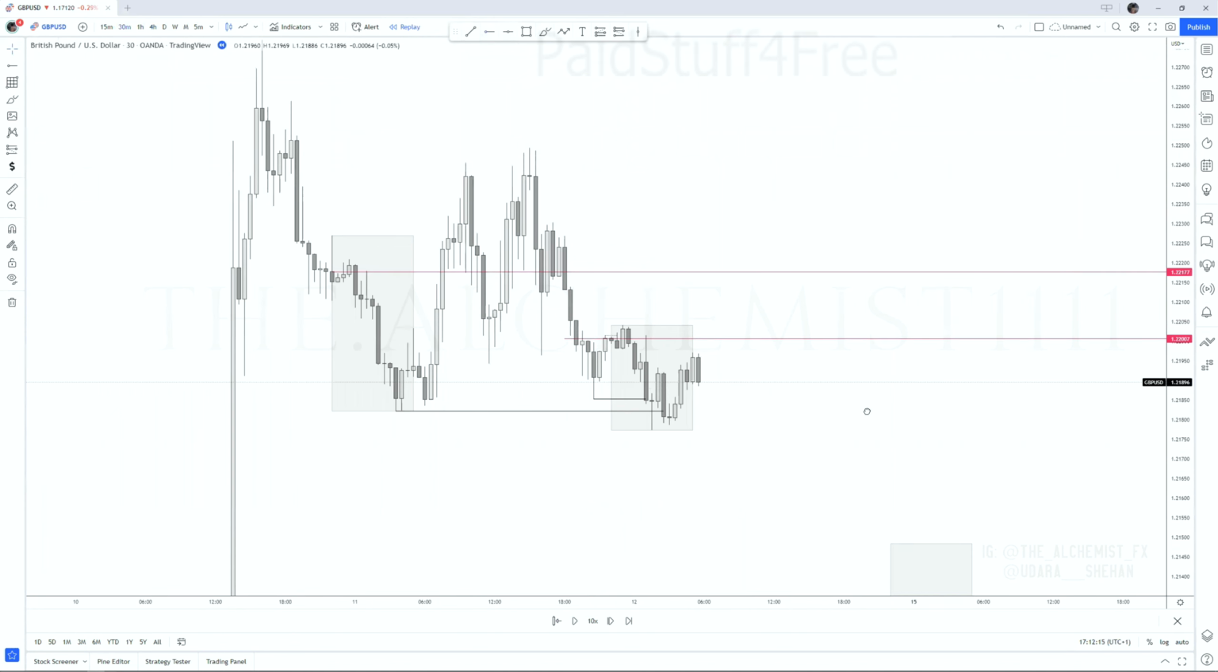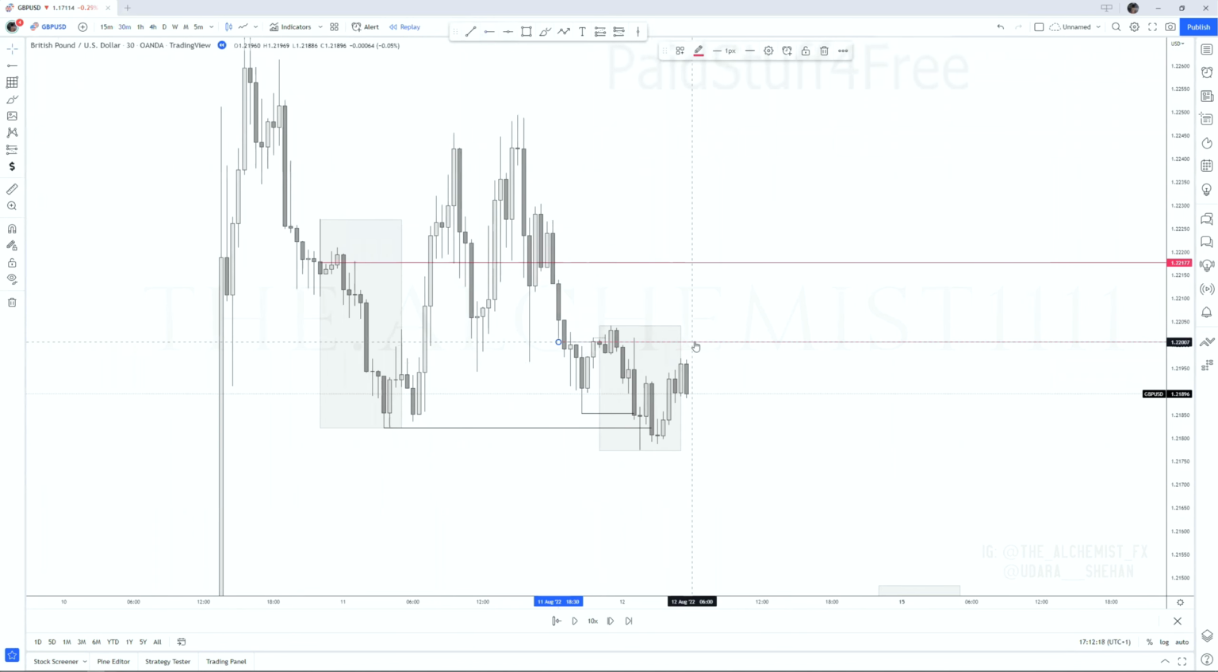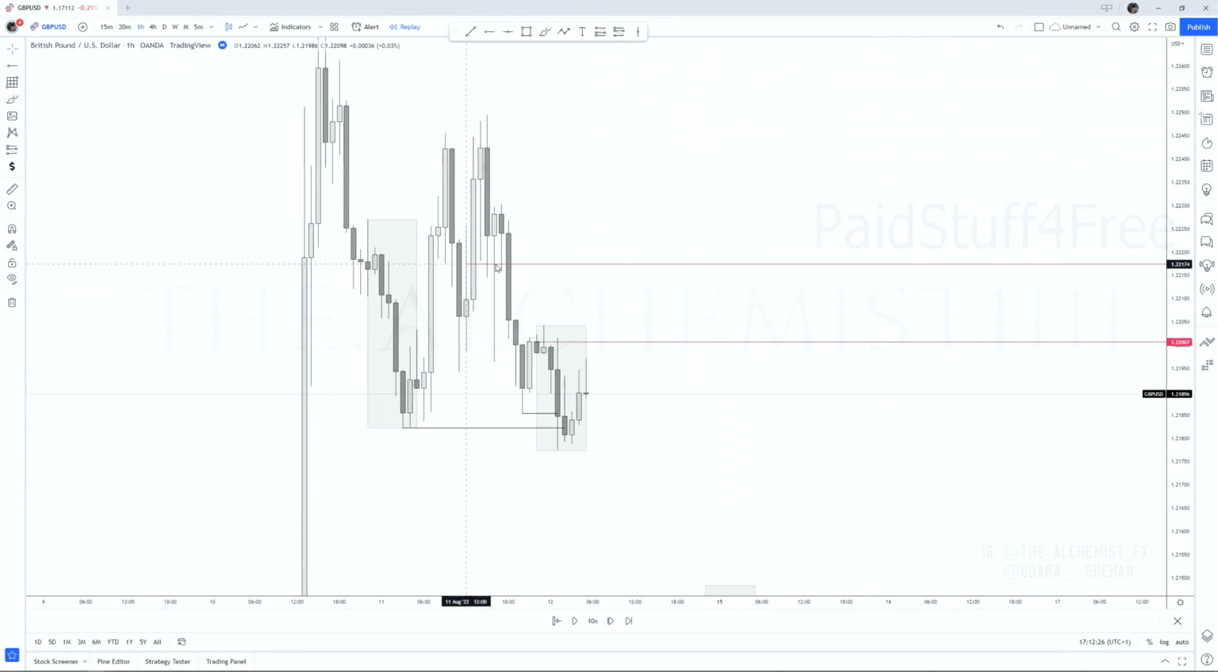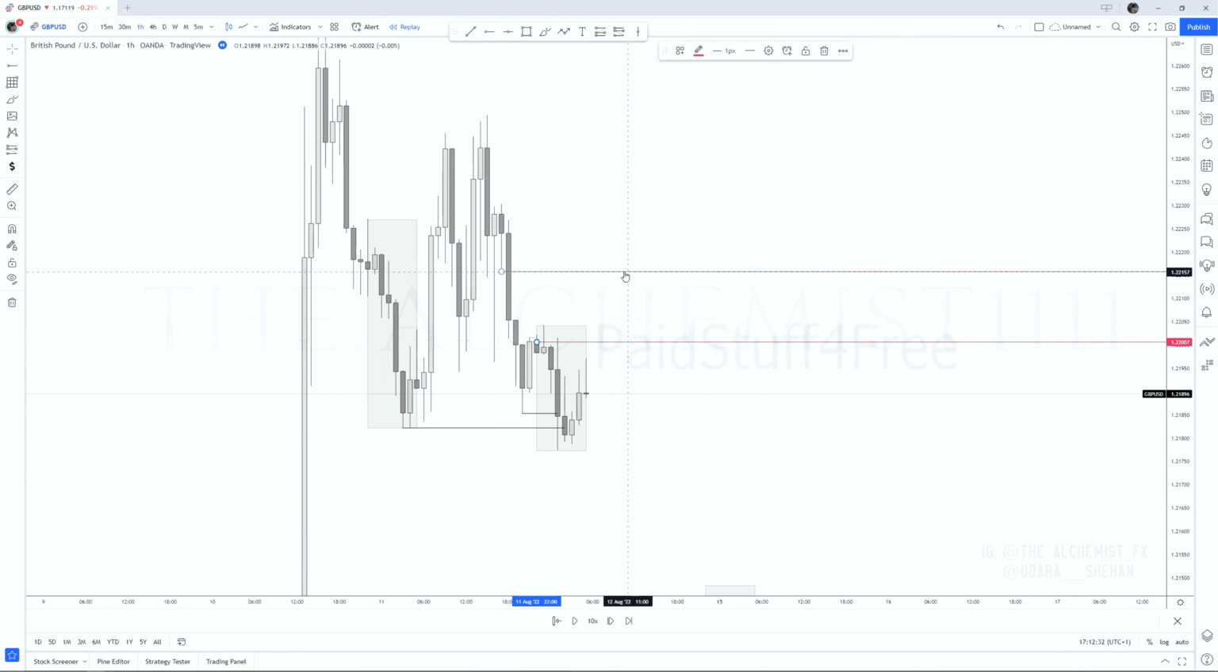Rejection block is created. So I told you, what do we do when we have two POIs? First we wait for a reaction from this. If price runs through this, we can enter from this one directly. So we can refine it into this imbalance. Can you see it? But if it taps here and gives you a breakout structure, then we get the confirmation entry.